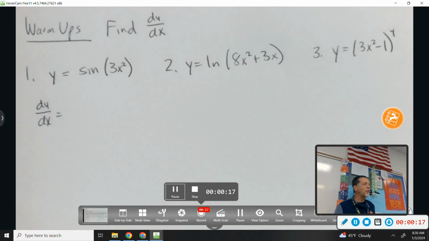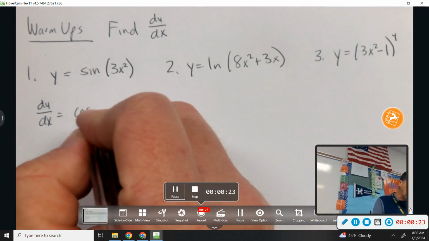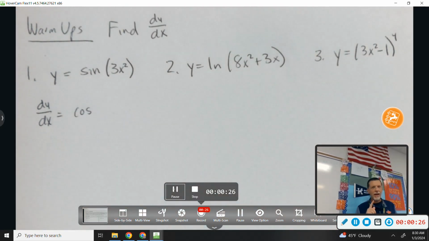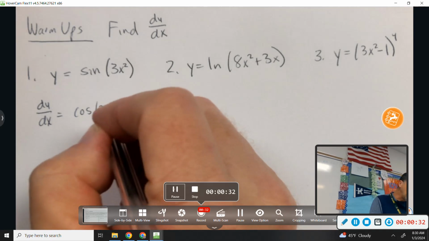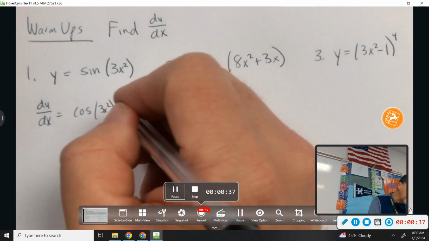A few of you needed some reminders. That's okay. It's been a couple weeks. That's why we're doing the warm-ups. Derivative of sine is cosine. But remember, one layer at a time when you're doing the Tootsie Roll Pop rule. So derivative of sine is cosine. Leave the inside alone while you're working with the wrapper. Then move to the inside.